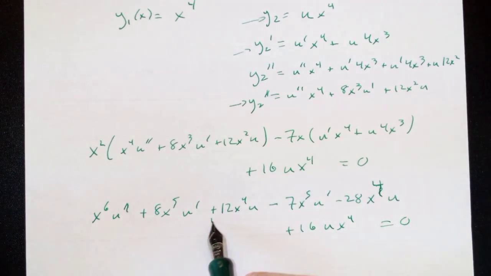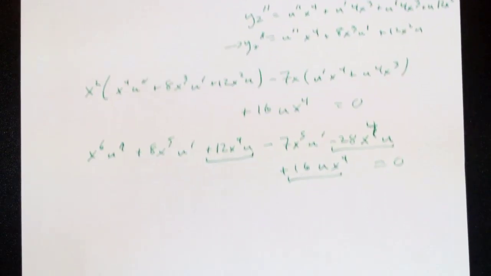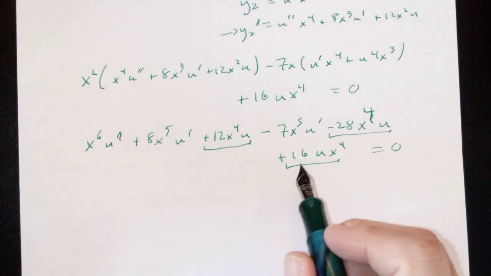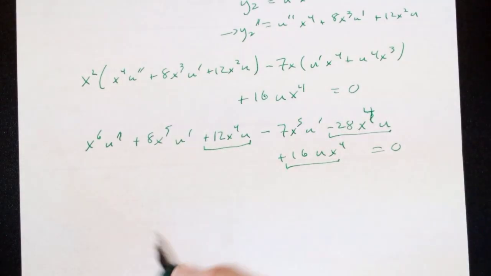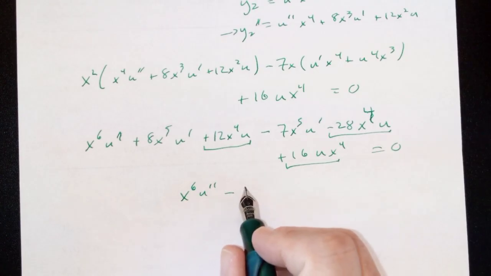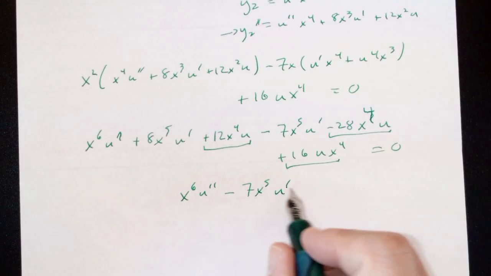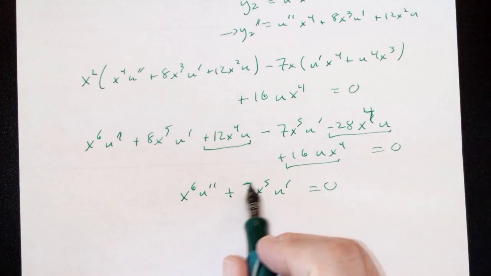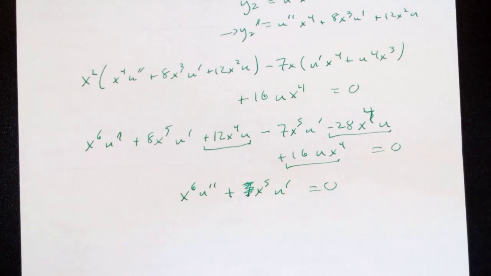Wait a minute. x to the 4th u, x to the 4th u, x to the 4th u, what happens there? That gives me a 0. Plus 12 plus 16 minus 28. So that means I have x to the 6th u double prime minus 7x to the 5th u prime. Oh, wait a minute, minus 7 plus 8. That just becomes plus 1.